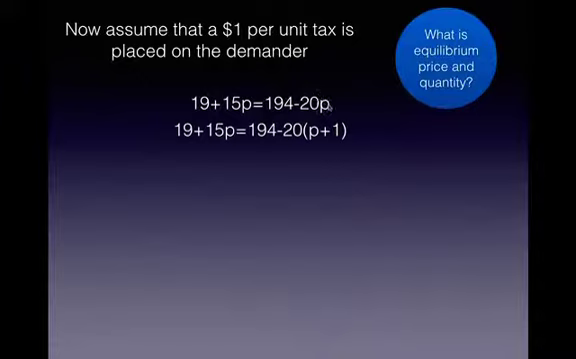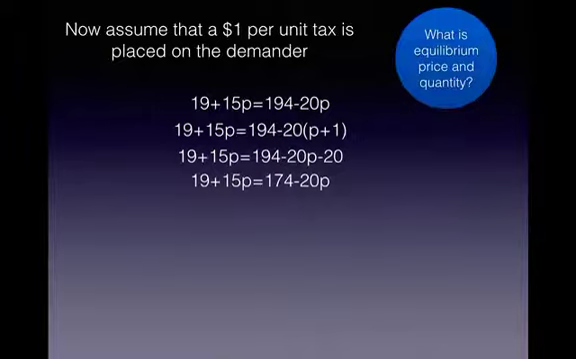And then you realize that the price is now going to be P plus the tax, P plus 1. So we insert here, instead of P, we have P plus 1. We multiply that 20 through, and we get that 19 plus 15p is now equal to 174 minus 20p. We solve for P, and we get a P equal to, and I rounded this to, 4.43.